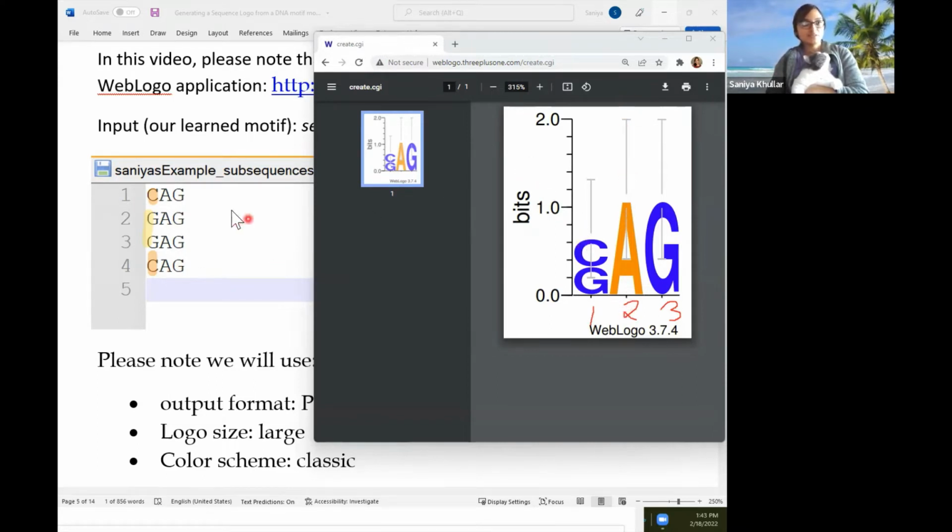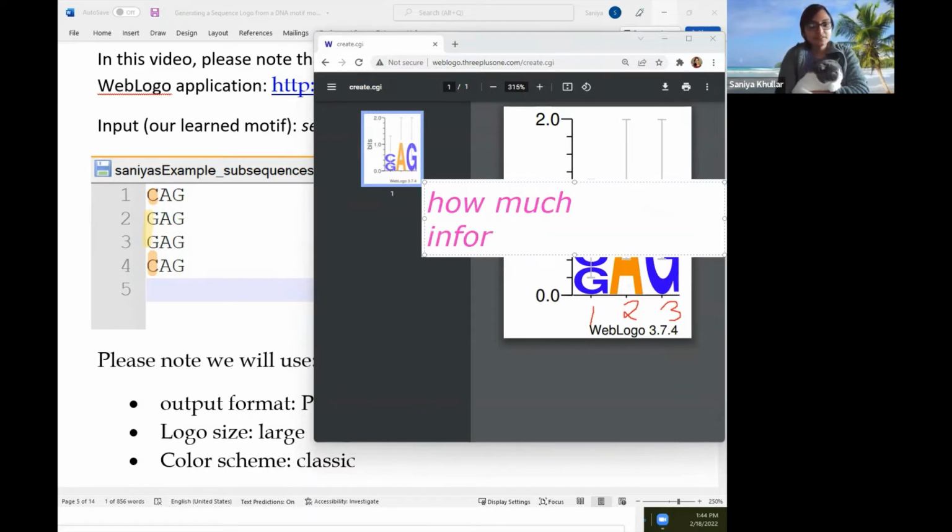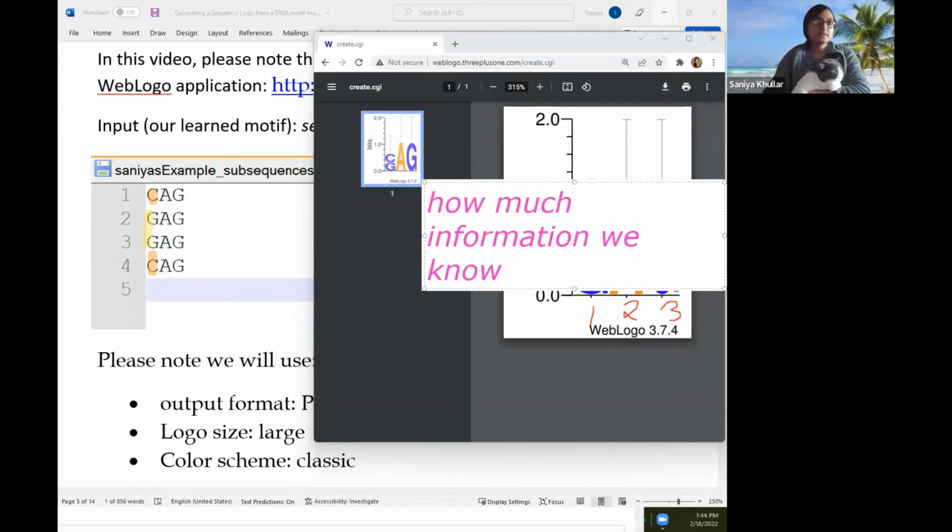So there's a ton of information that we already know about the second position and a ton of information that we already know about the third position, which is a G here. But for this situation, this could be either a C or a G. Twice it was a C and twice it was a G. So we have more uncertainty about this, so there is less information that we know. So in a way, the bits are like, how much information do we know? The more uncertain you are, the smaller this height will be.